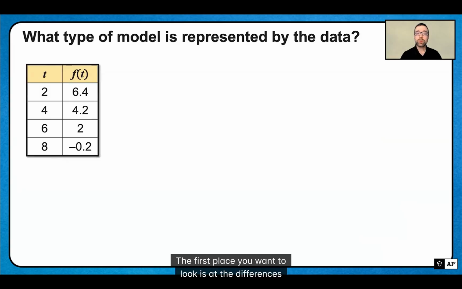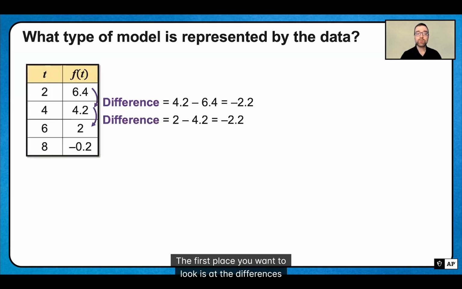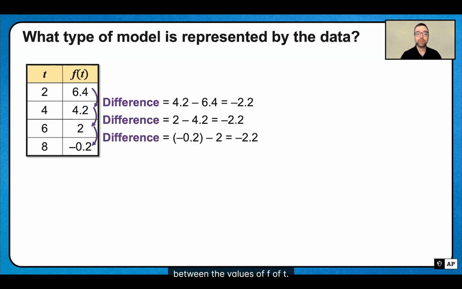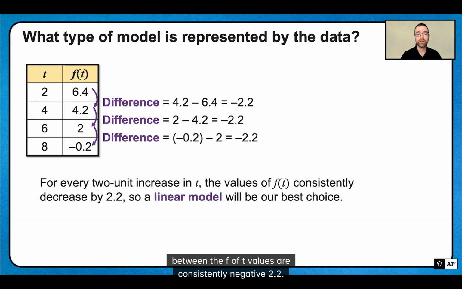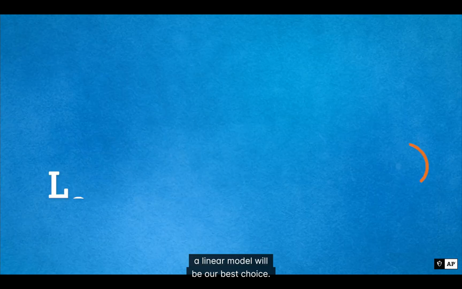The first place we want to look is at the differences between the values of f of t. Now notice that the differences between the t values are consistently 2, and the differences between the f of t values are consistently negative 2.2. So for every 2 unit increase in t, the values of f of t consistently decrease by 2.2. So since those differences are constant, a linear model will be our best choice. Let's look at another example.